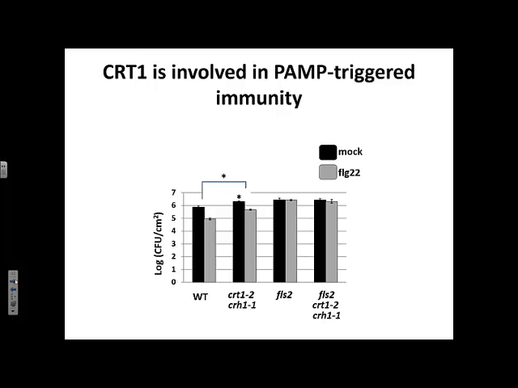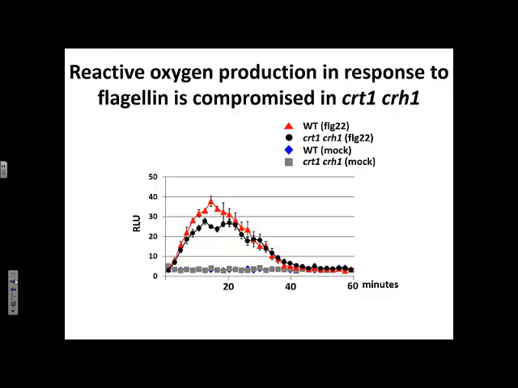All right, so this is another way you can demonstrate PTI is compromised. You are measuring reactive oxygen. This is luminescence based. You actually measure luminescence, and that will be a reflection of reactive oxygen. You measure it for about an hour. Here's a wild type treated with flg22. You can see that there is reactive oxygen production, and that production was quite compromised in the double knockout mutant.